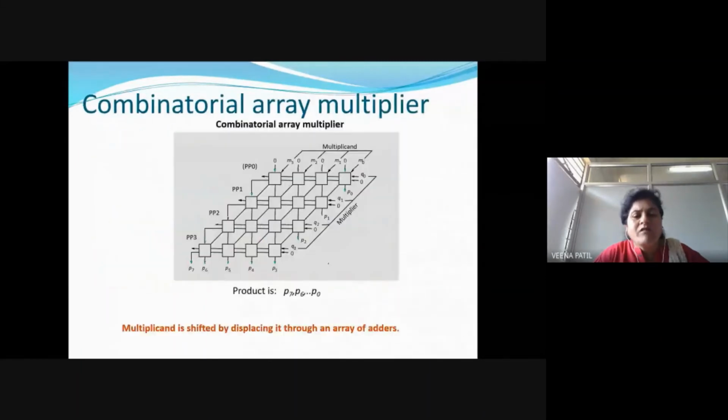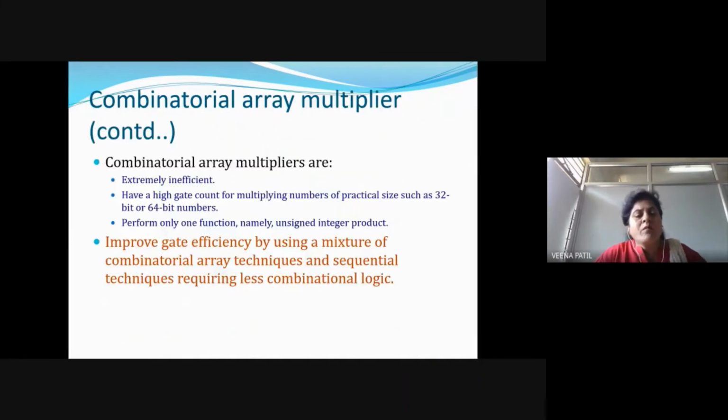Where was I? I was just telling that the combinational array multiplier circuit will need more gates as well as full adders as the number of bits goes on increasing. Like if it is 32 bit, then 32 into 32 I will be needing. If it is 64 bit, 64 into 64 I will be needing. And moreover, we can only perform unsigned integer multiplication here. So to overcome this problem, we are going to combine the array technique and the sequential technique.